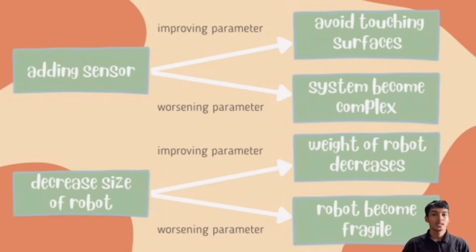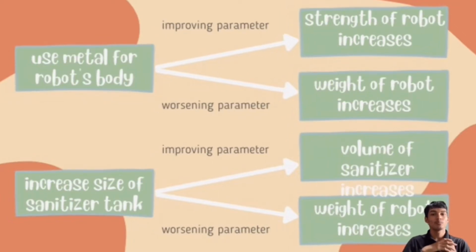And then for the second thing, when we decrease the size of the robot, for the improving parameter, the weight of the robot decreases. Meanwhile, for the worsening parameter, the robot becomes much more fragile rather than having a bigger robot size. For the next part is the metal use for the robot body. On the positive side, the strength of the robot increases, while for the negative side, the weight of the robot also increases and makes it much harder for it to move around.